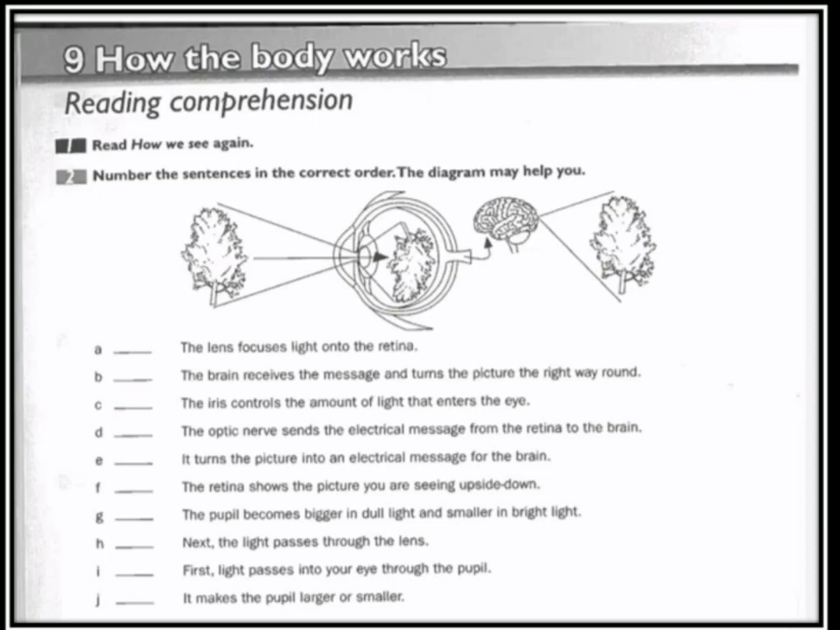Now what happens after that? Who tell me which letter? It is D. The optic nerve sends the electrical message from the retina to the brain.